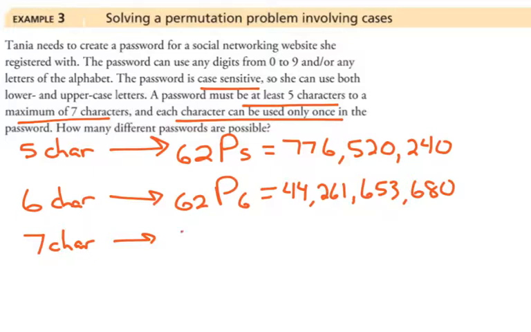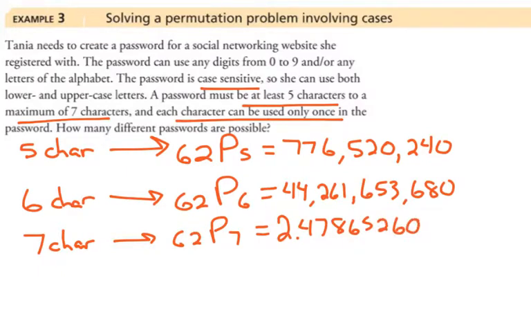Seven-character passwords, same process. We'll have 62 items to choose from. We're going to pick 7 of them. Putting that in the calculator will likely give you scientific notation. And that's okay. We just need to be aware that when we are dealing with that, we need to take scientific notation into account. So what this will give us is something such as 2.478652606 times 10 to the 12th.